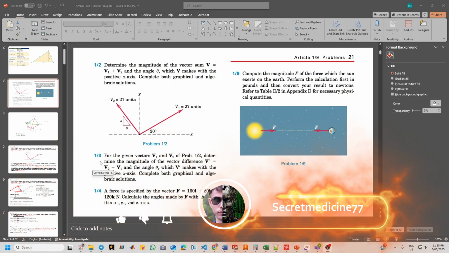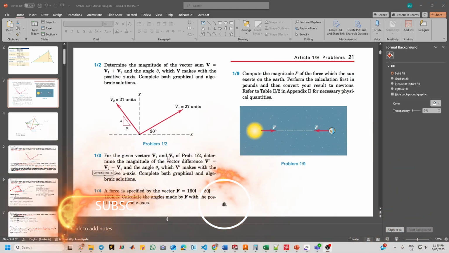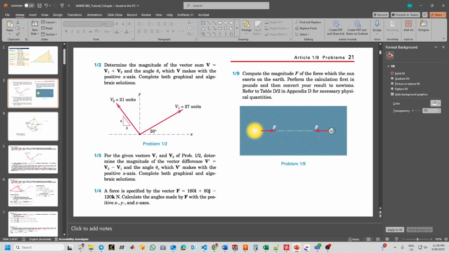Question number 3. For the given vectors v1 and v2, remember v here is in boldface, so it is a vector. Determine the magnitude of the vector difference v prime, v2 minus v1. So if the tails of the two vectors are at one point, remember v2 minus v1 is this vector that is going to v2. Okay, I will show you here.